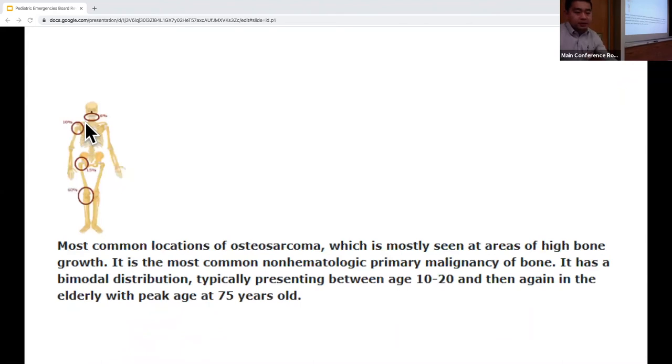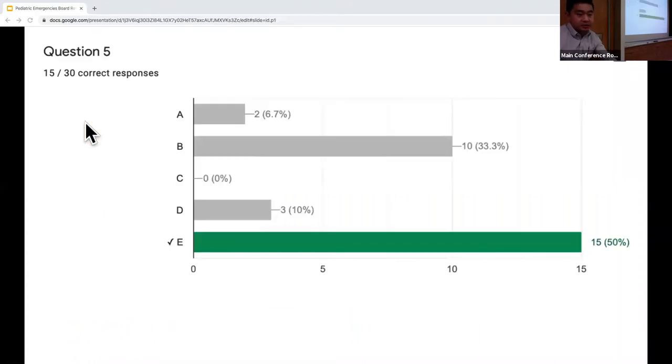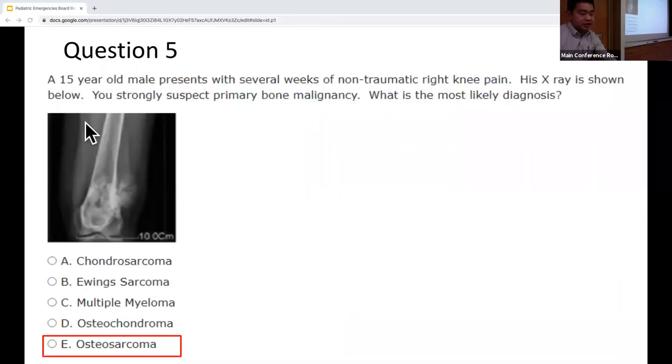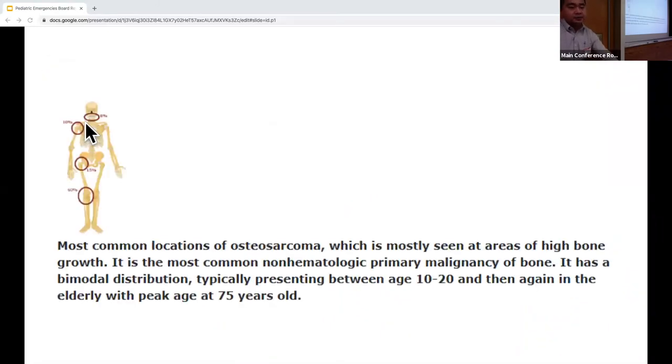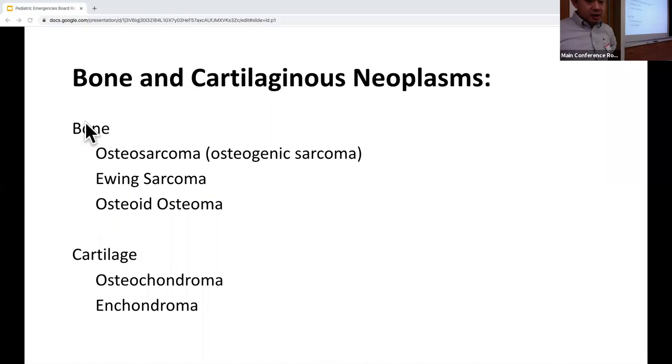So osteosarcoma is the most common bone malignancy in pediatrics. Usually you see it in areas of high bone growth, so around the growth plate. That's why in this patient it's in the knee, because that's where the growth plate is, and that's where the most leg length develops in a child. There's a bimodal distribution, usually occurring in the teenage years, and then again when you're a senior citizen.